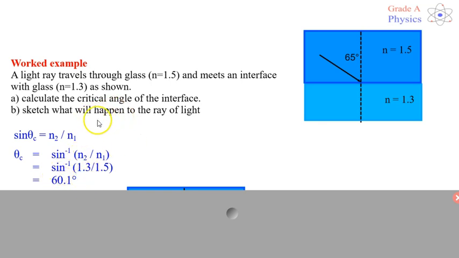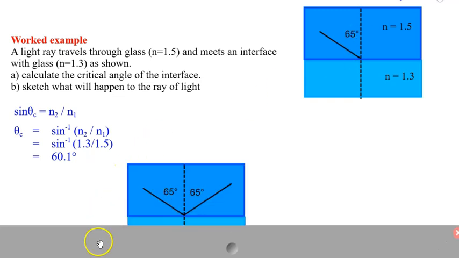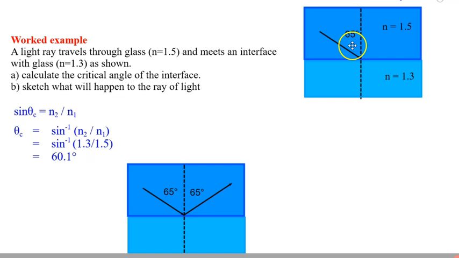Very typically in the exam, they'll say sketch what happens to the ray of light. We know that I is 65 and the critical angle is 60.1. So I is greater than C, and in this case, total internal reflection will occur. We will get the light reflected back, so the angle of reflection will be equal to the angle of incidence.